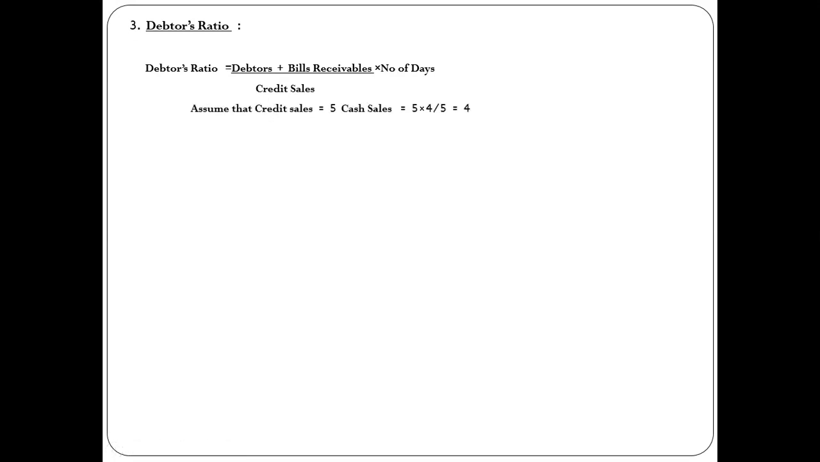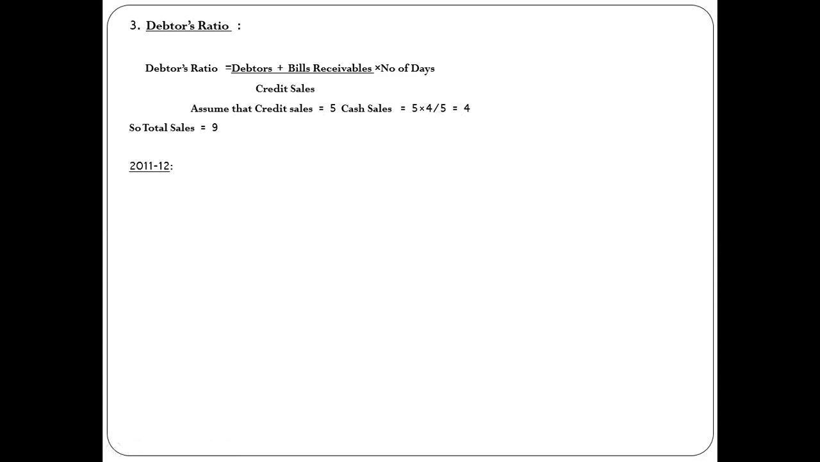Here we have to find out the cash sales and credit sales both. We have to assume that credit sales is 5. Why? Because cash sales is the 4/5 portion of credit sales. So if we assume the amount 5, then it is very easy to find out the cash sales. So we assume that credit sales is equal to 5 and cash sales is equal to 4, because 5 into 4 by 5 is equal to 4. So the total sale will be 9, because 5 plus 4 is equal to 9.